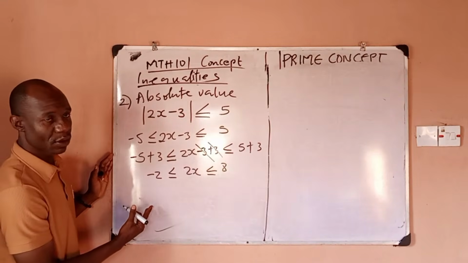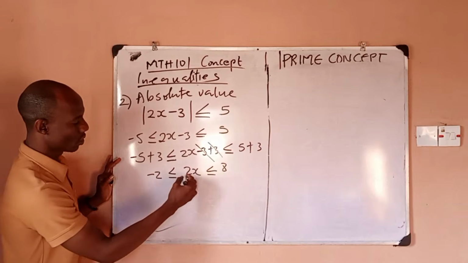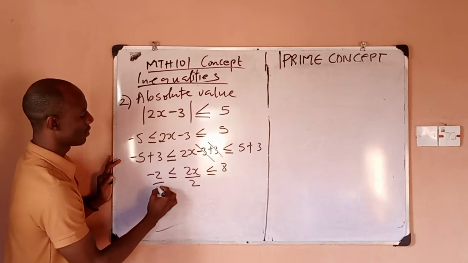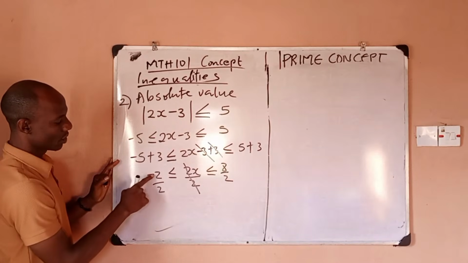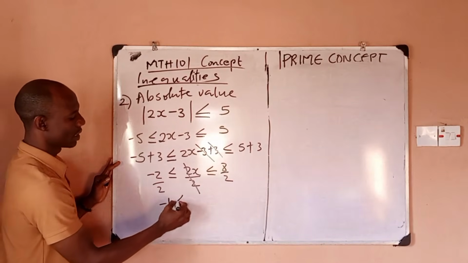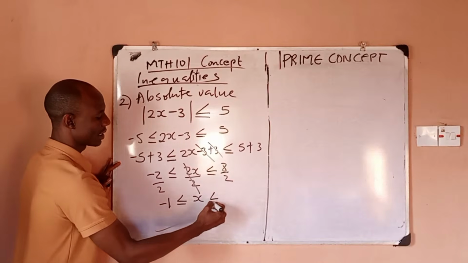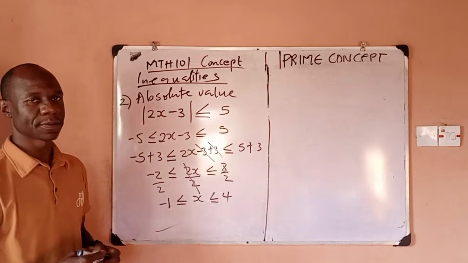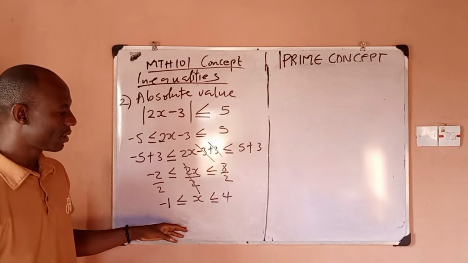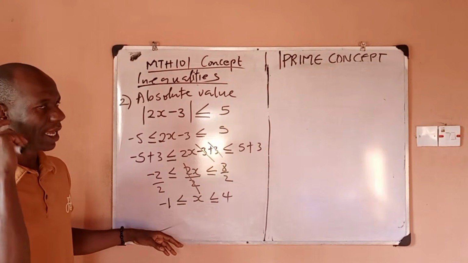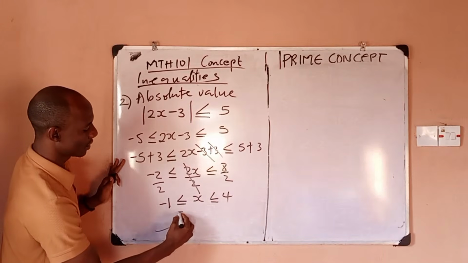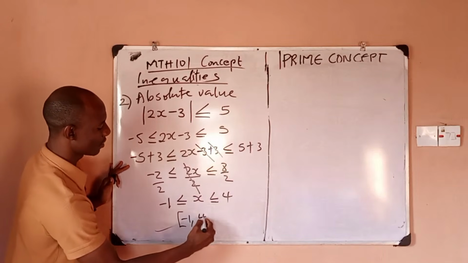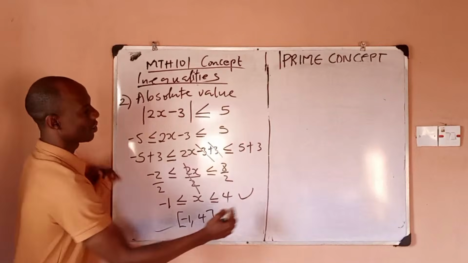What's the next thing I want to do? I'll divide all through by 2. If I divide by 2, divide by 2, divide by 2, this would go, right? So minus 2 divided by 2 is minus 1, less than or equal to x, less than or equal to 4. So this is my answer. Anytime you have it like this, your answer can also be written as minus 1 comma 4. There's either this or this.